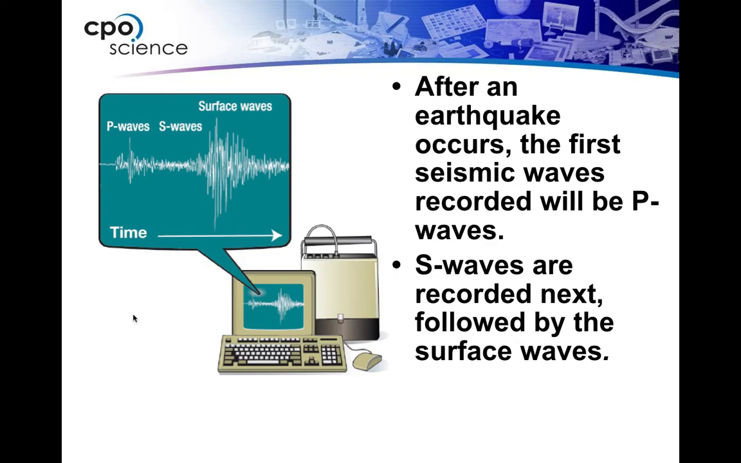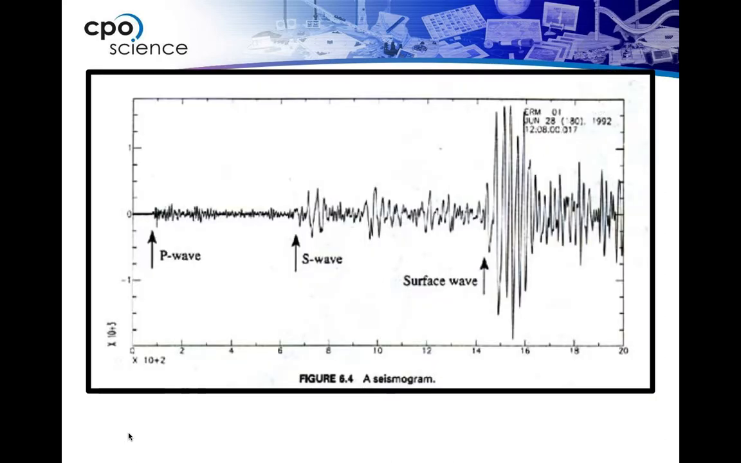And as you can tell, if you look at this picture, the surface waves look like they are really jumping around compared to the rest of them. And that is the case. I'm going to show you another picture here. Here's another seismograph reading. So we have P waves starting, S waves, and then finally the surface waves.